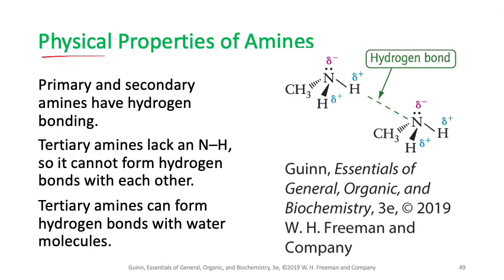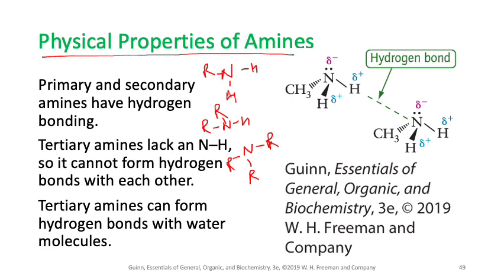So now let's talk about the physical properties of the amine. If you can see from the structure, let me draw the structure for primary amine. This is N, this is R, this is H. This is your primary amine. This is your secondary amine where 2 are R and 1 is H, and tertiary amine is all 3 R groups. So if I ask you, out of the 3 types of amine, primary, secondary and tertiary, which kind of amine can form a hydrogen bond?